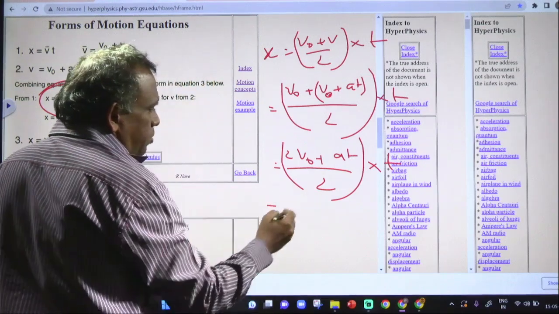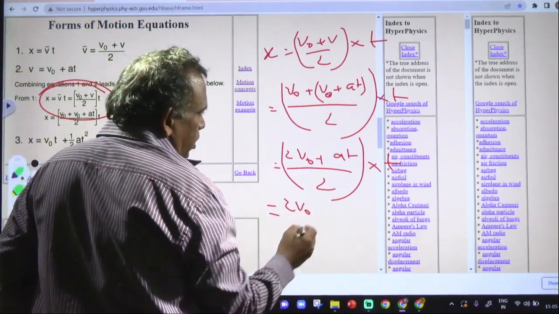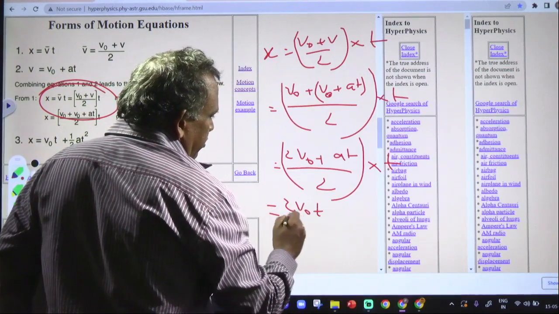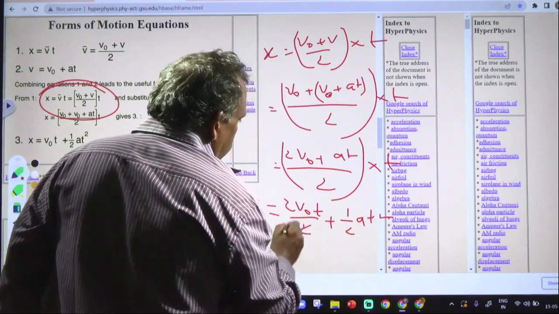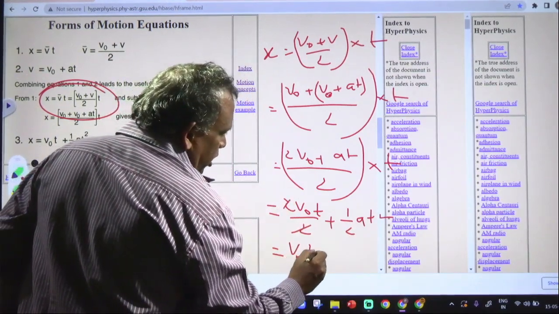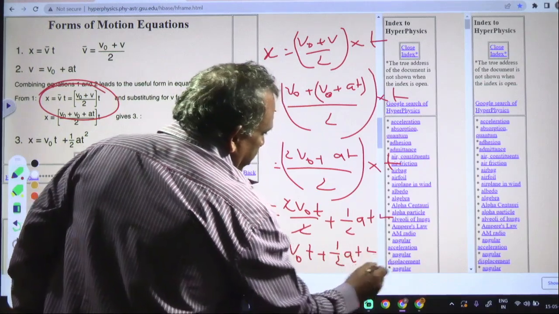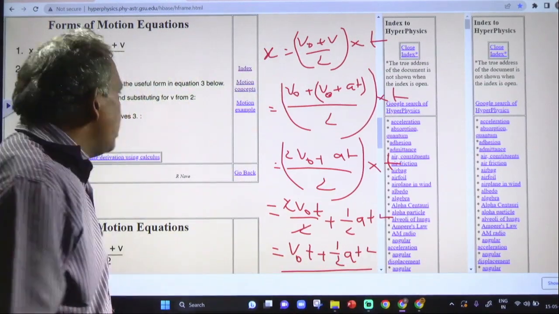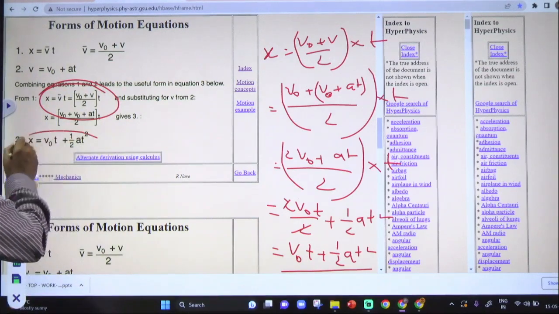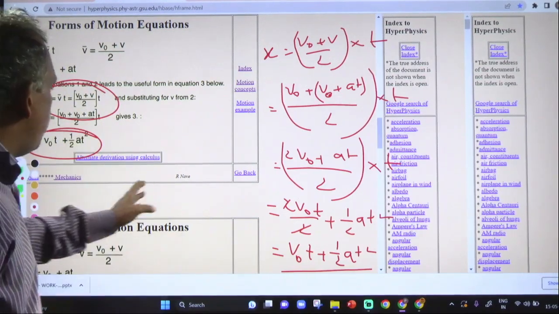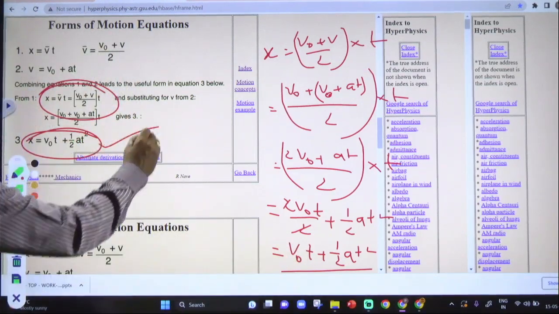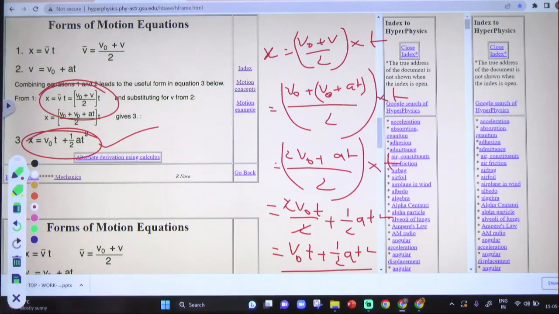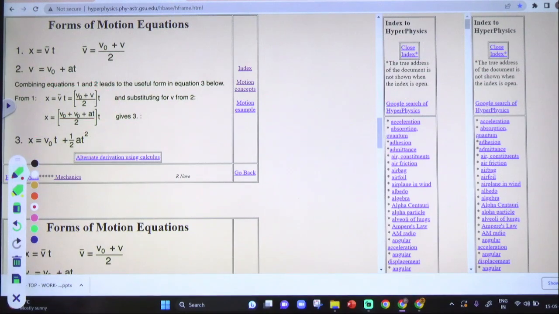If you split it into two terms, 2 v naught multiplied by t and divided by 2, plus at into t, that is at square. The 2 gets cancelled. It means the displacement is v naught t plus half at square. Finally you get the equation x equal to v naught t plus half at square. This is one derivation in kinematics.